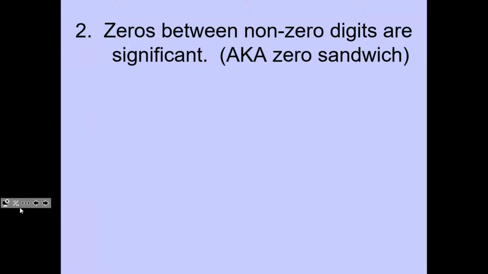Rule number 2, the rest of the rules are going to involve the zeros that we see in measurements. So rule number 2 says the zeros between non-zero digits are significant. We call them zero sandwiches, and here's why. 102. Do you see the zero sandwich? It's right there. It's sandwiched between two numbers. So if we're counting which digits are significant, we have 3 of them. All of them are significant. 3.